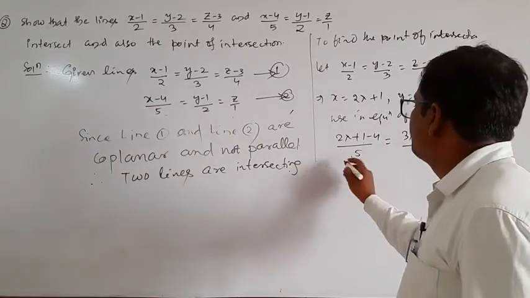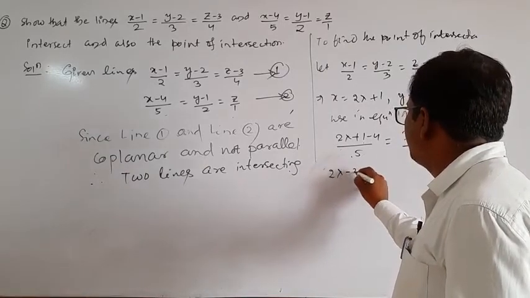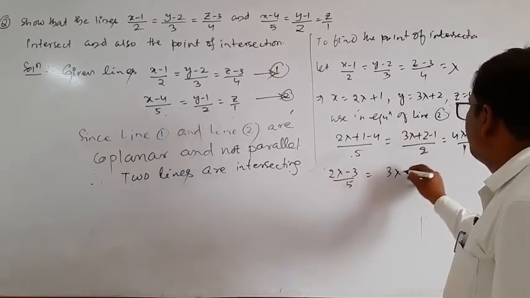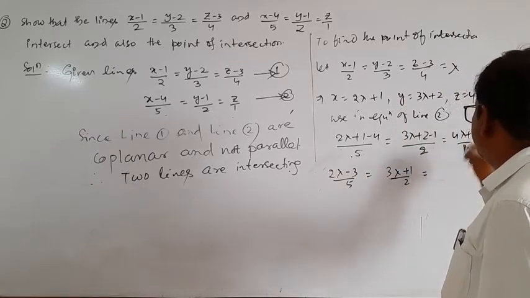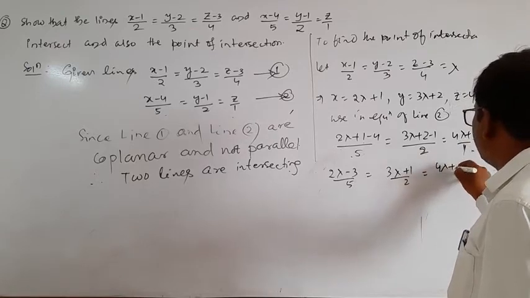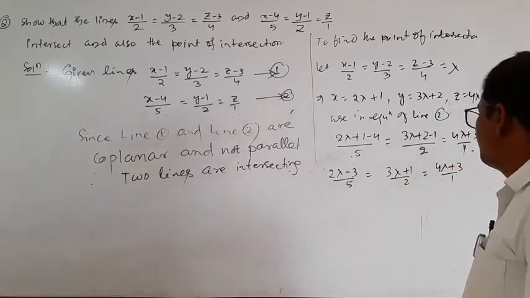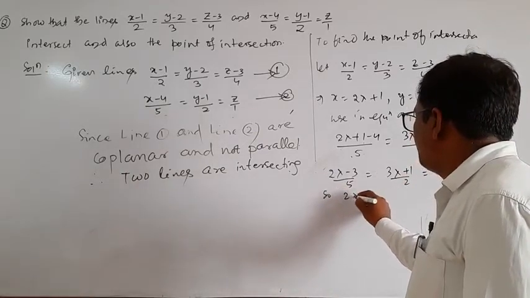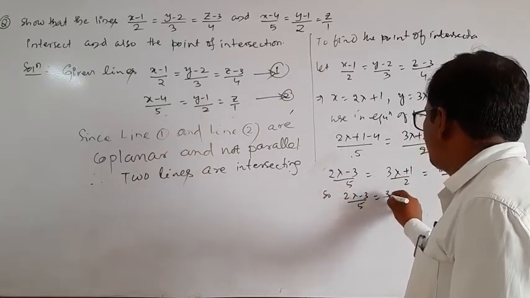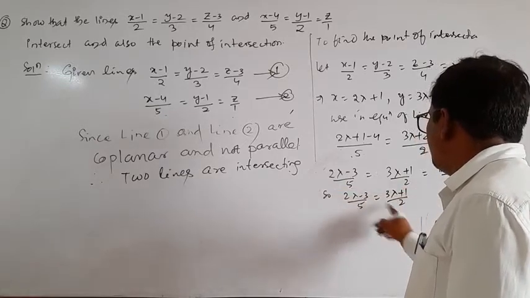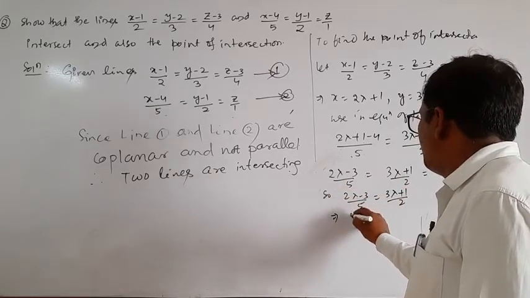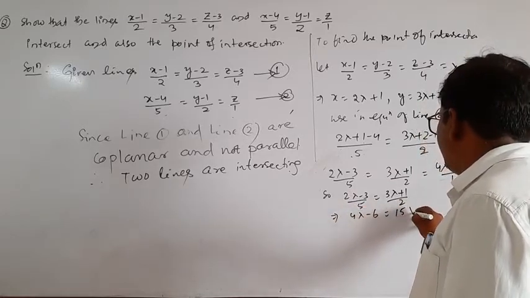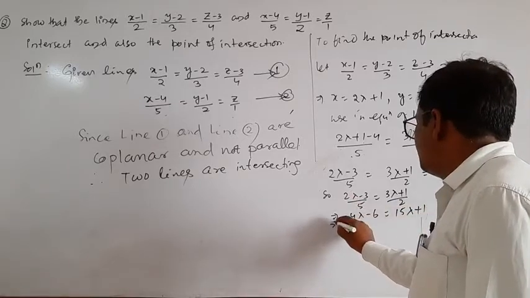So taking (2 lambda minus 3) by 5 is equal to (3 lambda plus 1) by 2 is equal to (4 lambda plus 3) by 1. Taking the first and last, or taking the first 2: (2 lambda minus 3) by 5 is equal to (3 lambda plus 1) by 2. That implies 4 lambda minus 6 is equal to 15 lambda plus 1.